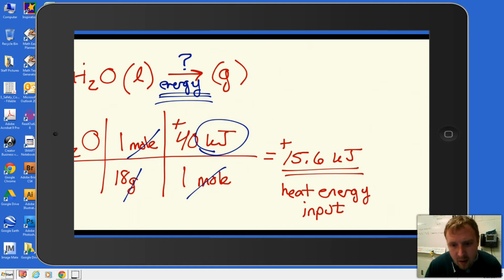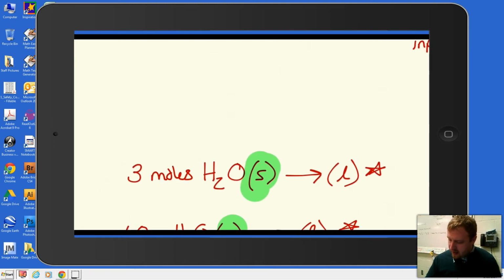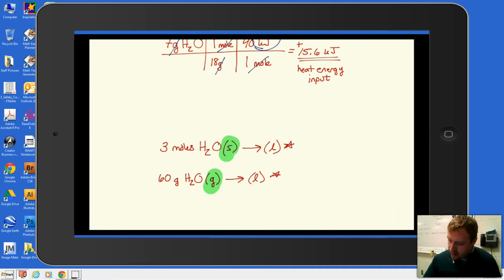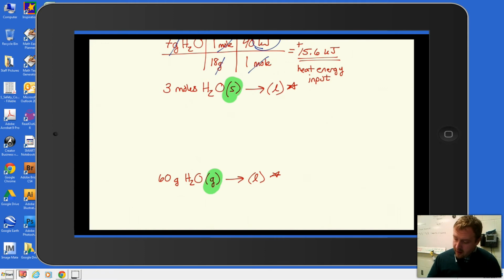Okay? Okay, now let's go ahead and focus on our next one. And I'm going to go ahead and just move it up so that we can work underneath it. And here we go. This time we're already given the problem in moles. So this one's a lot simpler. We're going to just start with what we're given, 3 moles H2O. But this time we're going from solid to liquid.